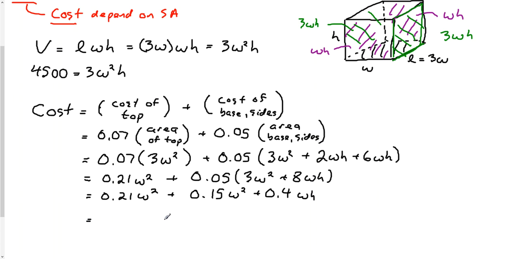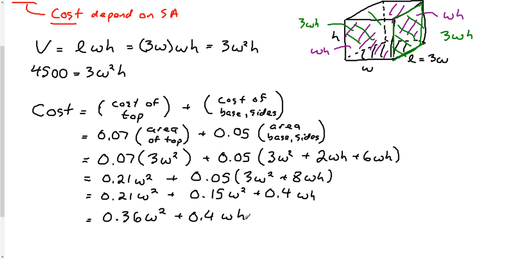0.21 plus 0.15 is going to give us 0.36 W squared plus 0.4 WH. So that's our expression for the cost, as simplified as much as we can.